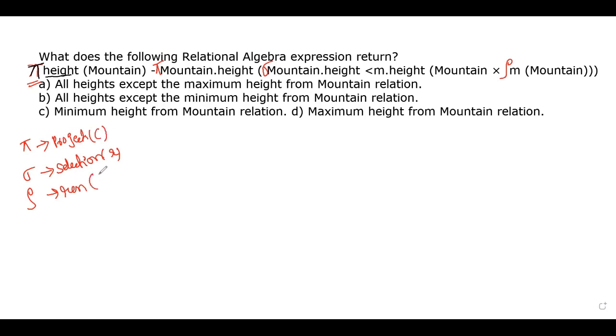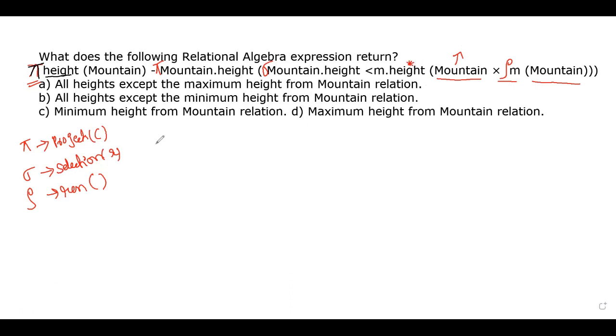This is for the rename. Now, according to the question, first we need to take one table. The table name is mountain, and we rename M with mountain. So remember, first we need to establish one table called mountain. Now they are going to ask about the attribute called height.